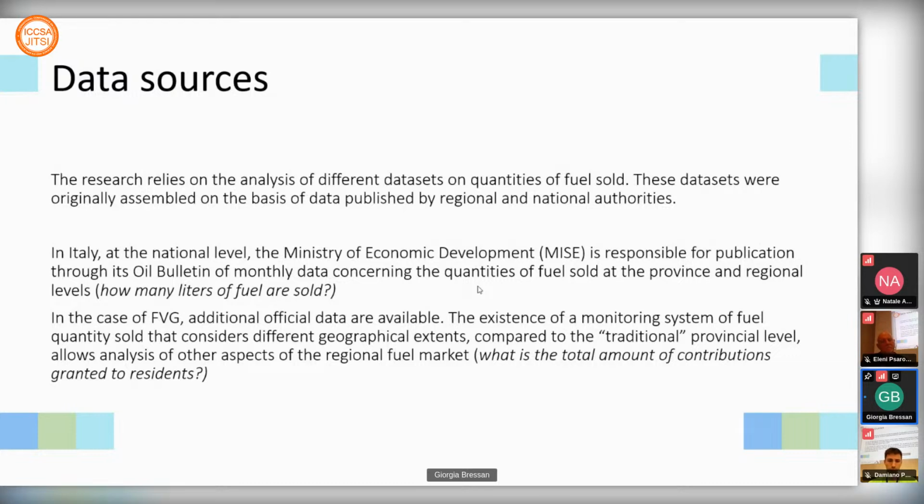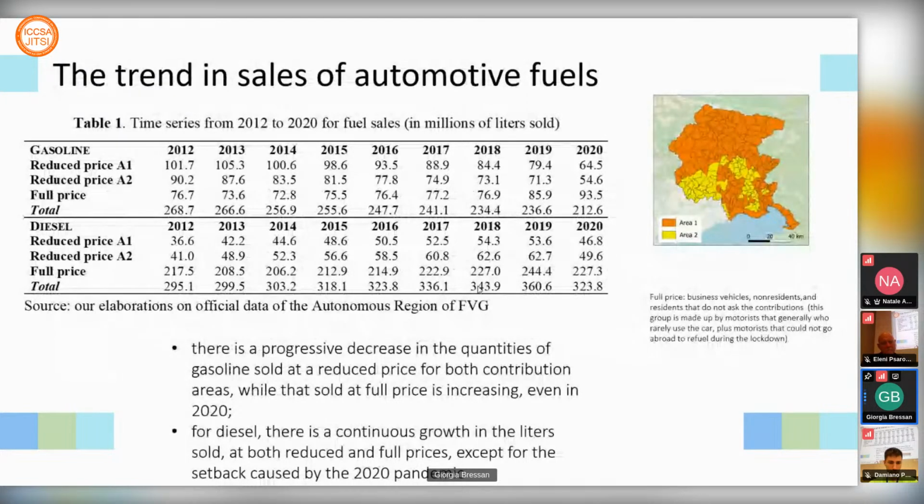That is because, due to the existence of this economic policy aiming at preventing the purchase of foreign fuel, there is a monitoring system of the quantity sold at regional level that considers a different geographical extent compared to those analyzed by the ministerial bulletin. So here we want to present some results of our analysis.